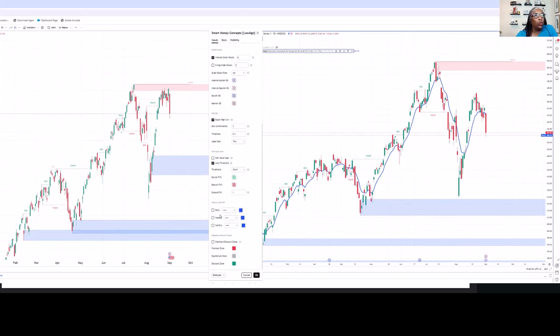Auto threshold, you got the highs and lows of the day, the week, and the month. This is something else that would be good to know. Another area of support and resistance is what was the high of the day, the week, and the month. I have those off for now, but that's something you can turn on.